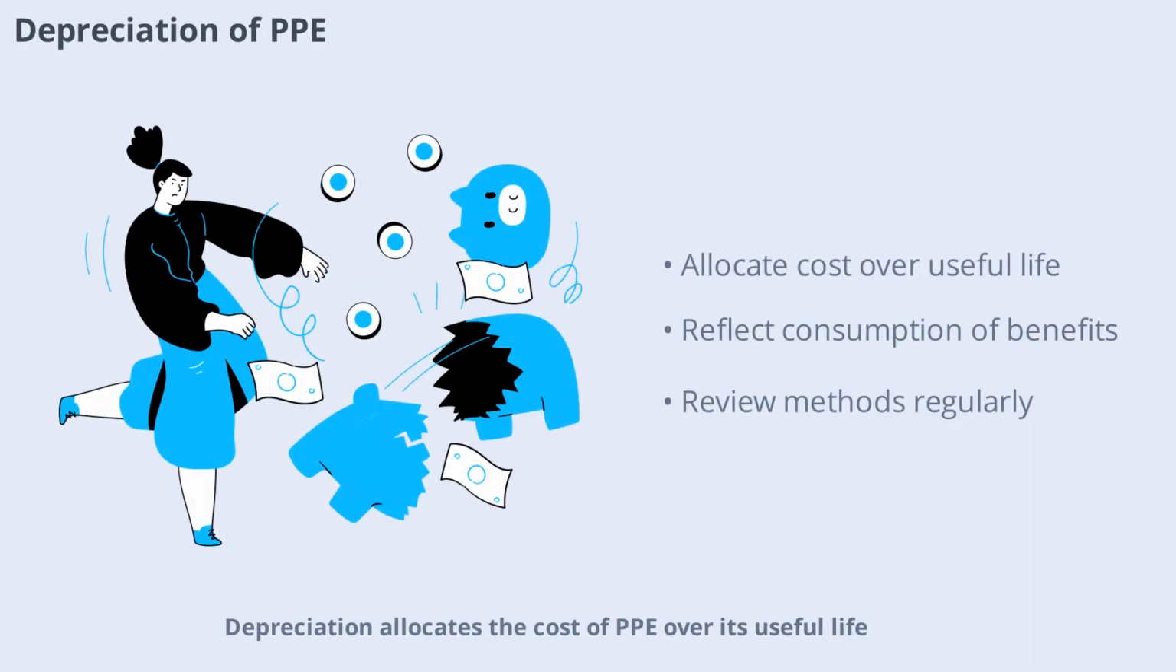Depreciation allocates the cost of PPE over its useful life. This process reflects the consumption of the asset's economic benefits and ensures that expenses are matched with revenue. Depreciation methods and rates must be reviewed regularly to ensure they remain appropriate.